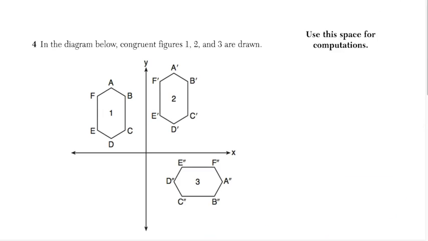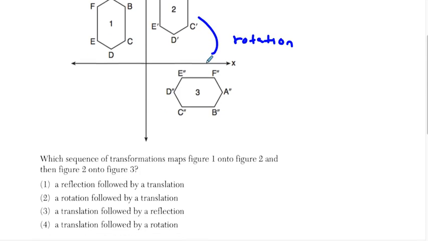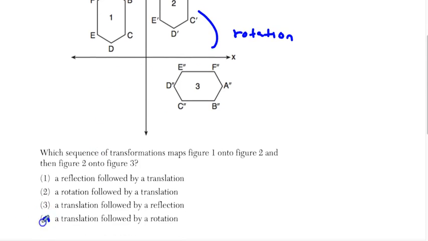In the diagram below, which transformations are going to be mapped from figure 1 onto figure 2 and figure 2 onto figure 3? I mean, come on, guys. We got this. This is a translation. We're just sliding it over. And then our second transformation is rotation. I'm not even looking at the answer choices. I know those are the answers. But let's scroll down. Translation followed by rotation. Number 4. Listen, this is a level 1 question. This is transformations. I think we got this.